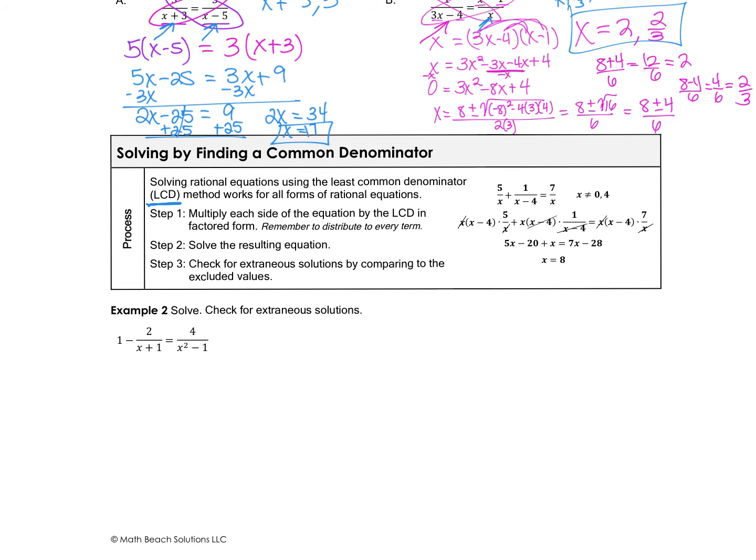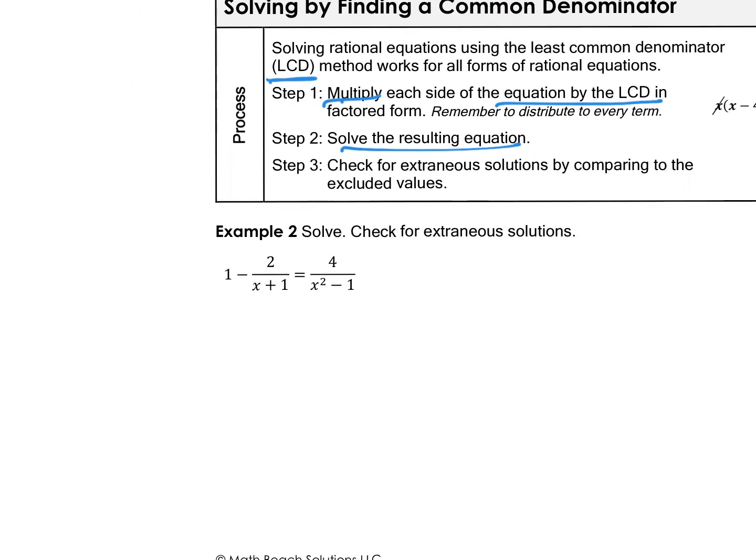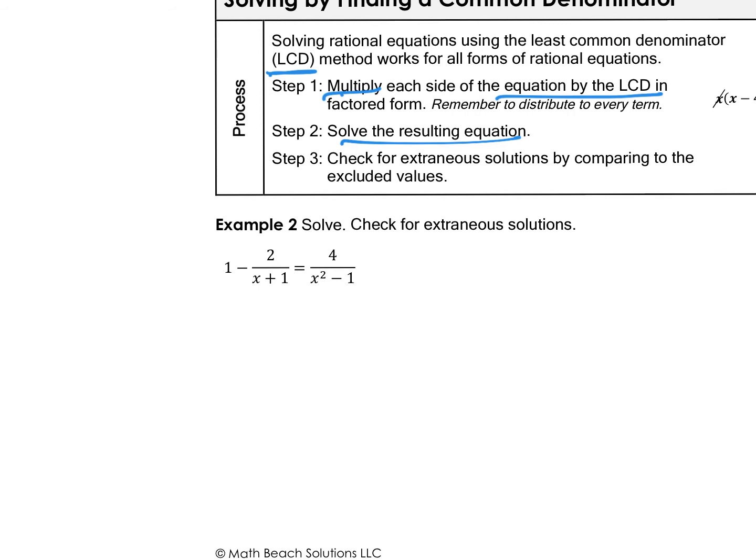Once you find the LCD of all of your denominators, you're going to multiply everything in the equation by the LCD, and then it should get rid of your denominator. So that's your goal, to get rid of the denominator so you no longer have a fraction, and then you can solve the resulting equation. Always check for extraneous solutions because we're dealing with rationals, which are fractions. We can't have a 0 in the bottom.